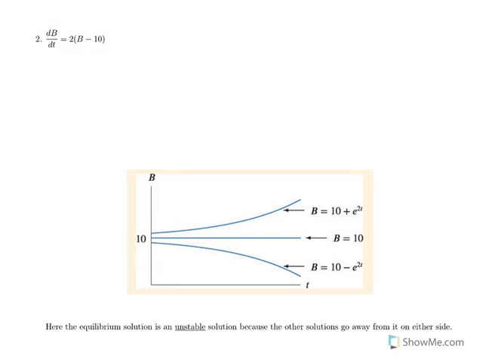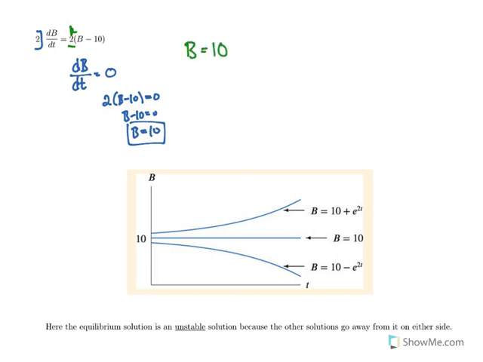On the other side, we have an unstable solution. This is something we can see in the picture here. Let's look at the differential equation. dB/dt equals 2 times (b minus 10). So here again, we're going to set the derivative equal to 0 to find the equilibrium solution. Divide by 2, that doesn't change anything, and we have b equals 10. Note that this k value is 2, and we could find the solution here is b equals 10 plus c e to the 2t.